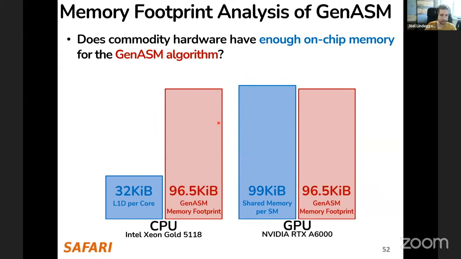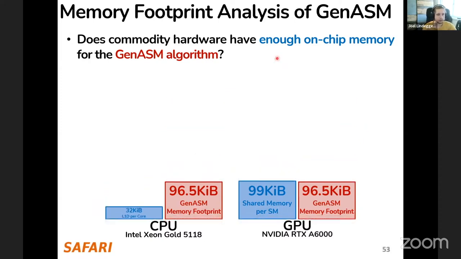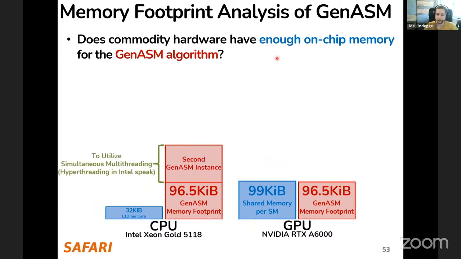As you can see in the CPU case, it's already a bit of an issue. The CPU doesn't have enough on-chip memory capacity for the memory footprint. In the GPU case, it kind of barely works out. But once we introduce simultaneous multi-threading, the picture changes significantly. Simultaneous multi-threading is called hyper-threading in Intel speak. What this means is you use multiple threads per hardware core.